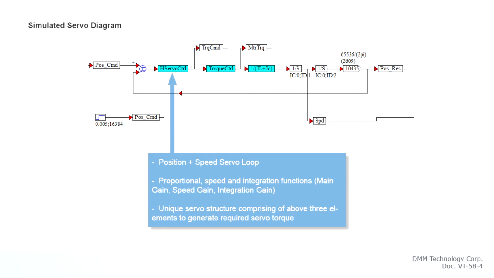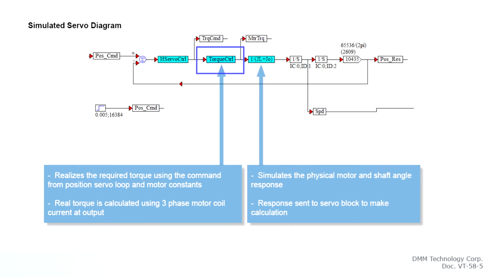The reduced H servo control block outputs a torque command to the torque servo loop. The torque servo loop block reads the torque command and outputs a corresponding real torque to the servo motor. Then finally, the inertia block, which simulates the physical motor and inertia ratio, outputs the physical angle response, which is converted into the final position response.